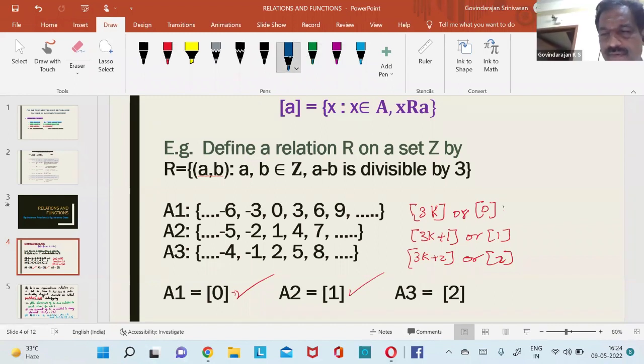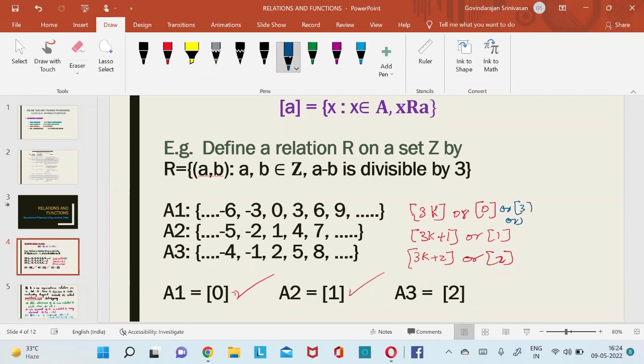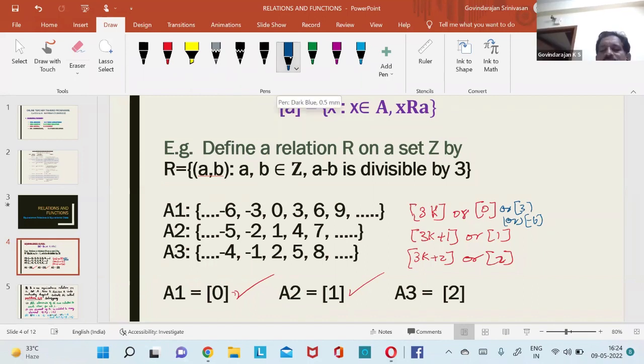So or the equivalence class of 3, or it is minus 6. Exactly, -6, because all the elements which are related to -6 in this set form a subset. That set is called the equivalence class of that element. That's all. That's what generally is given here.